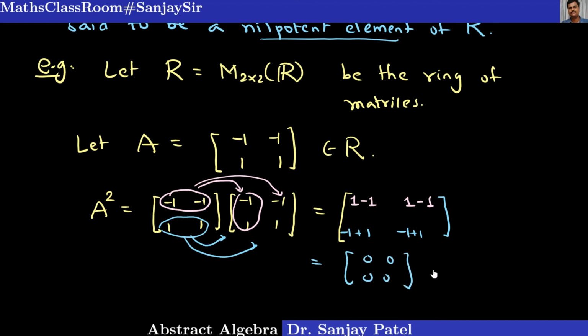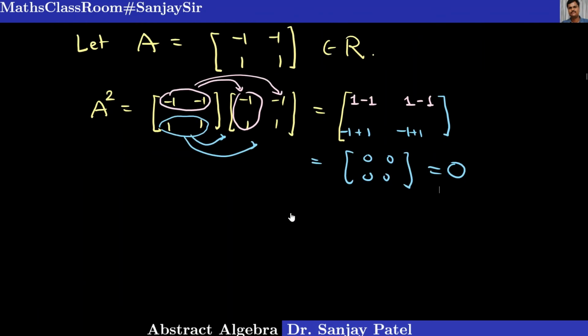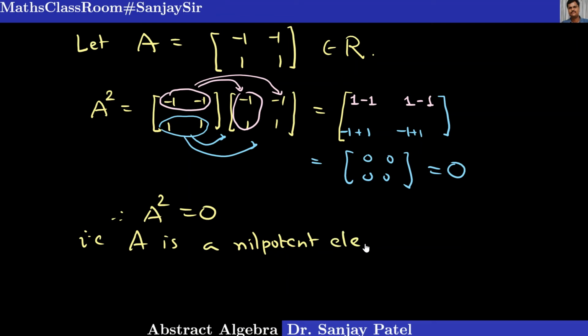That means the zero element of the ring. So what I have proved is A square is equal to 0. That is, A is a nilpotent element of the ring R.